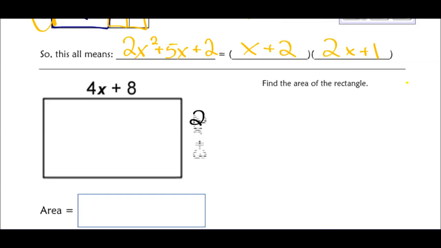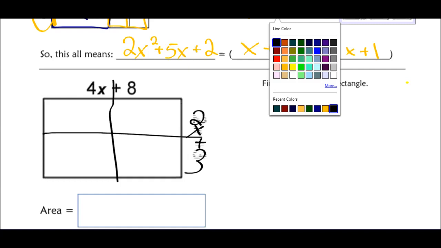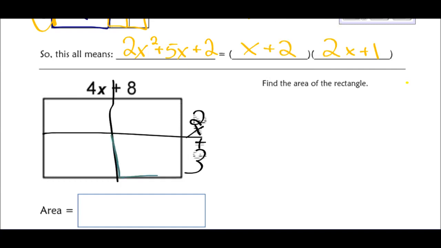That says 2x plus 3. I'm going to split this up. I'm splitting it there and there. I'm going to find the area of each of those rectangles and then put it together. What's the area? Let's do the easy one first. What's the area of that rectangle?